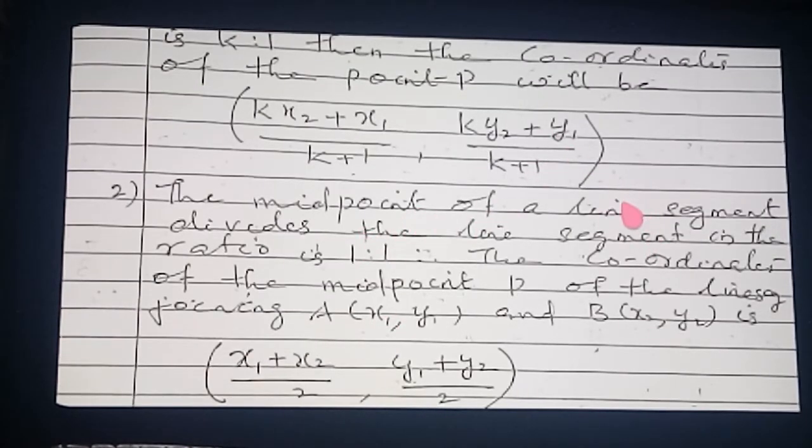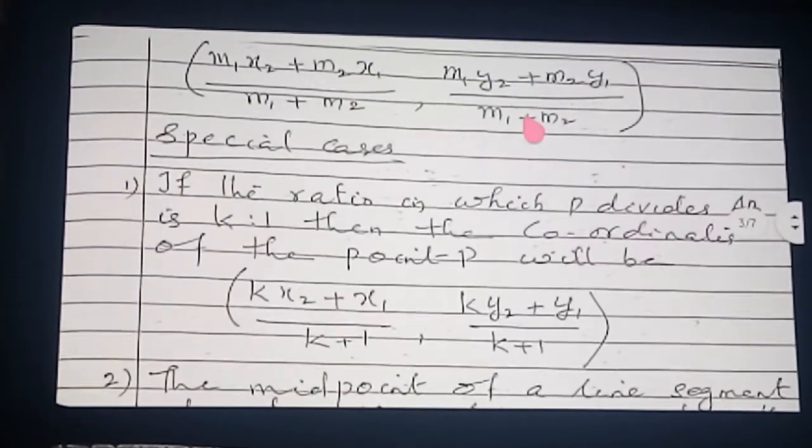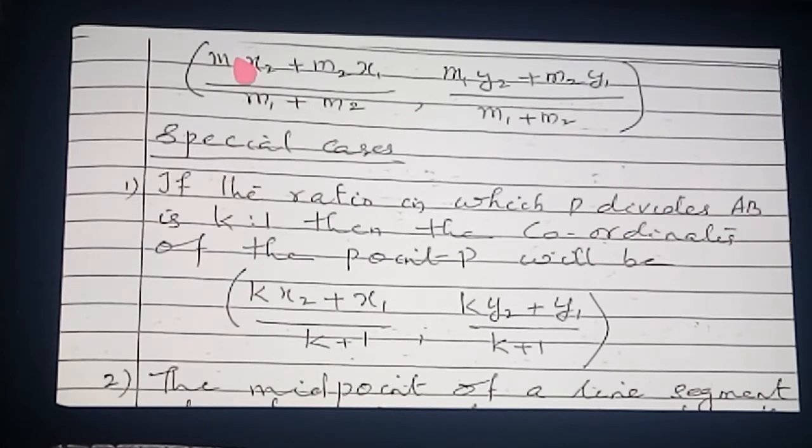Now see here, next formula: the midpoint formula. Midpoint means a point dividing the line segment into two equal parts. The meaning is that the ratio is 1:1. When we apply 1:1 here, in the place of m1 we are applying 1, and m2 also you are applying 1. So what will you get? (x2 plus x1) by 2, and (y2 plus y1) divided by 2.